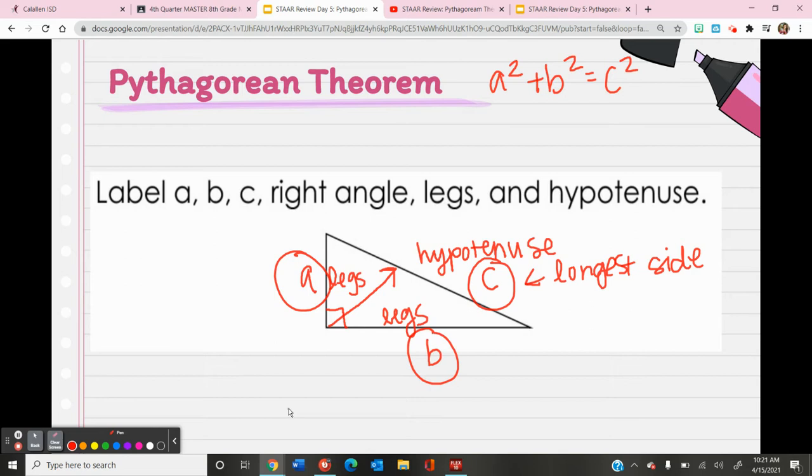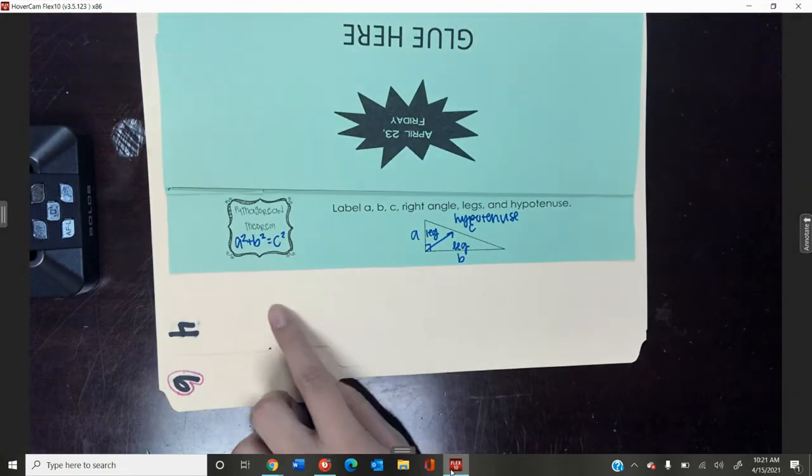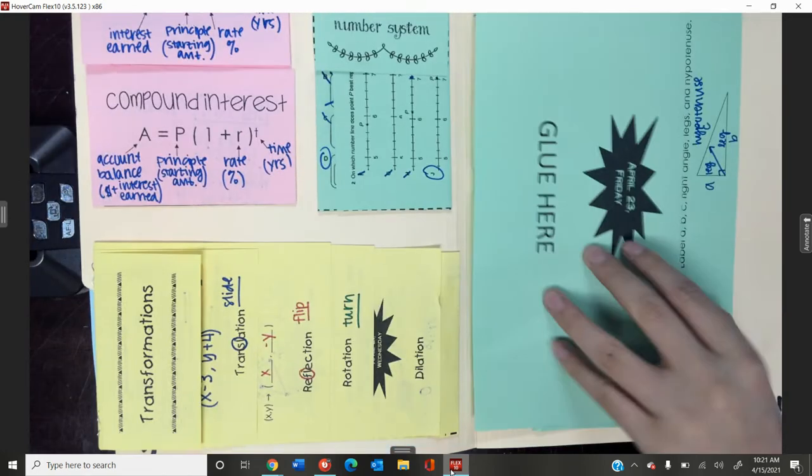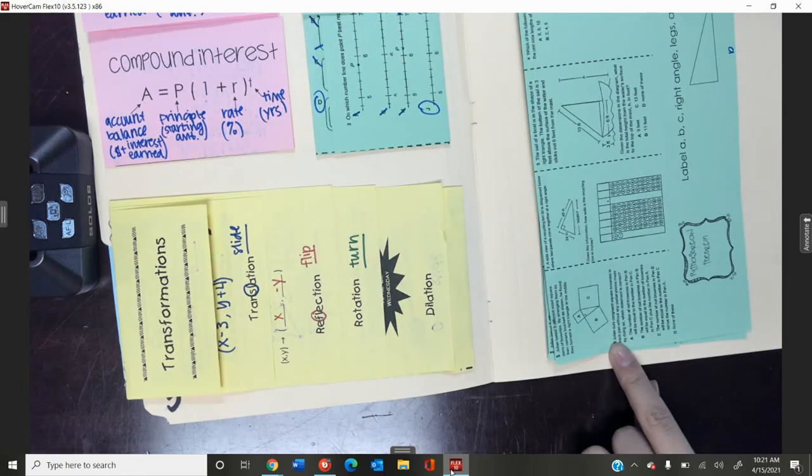So that being said, this is everything you should have written down for this on your foldable. Okay, so then we're going to go ahead and get into example number 1.